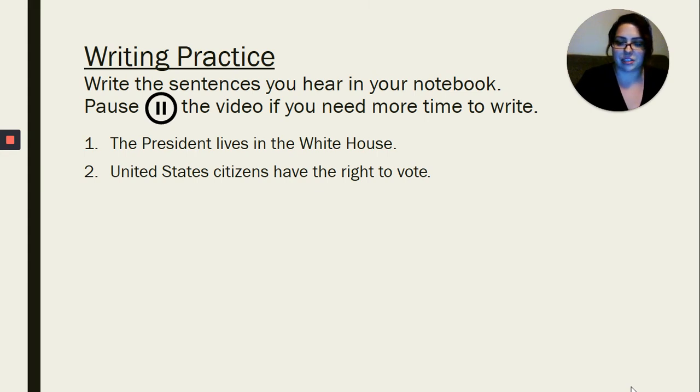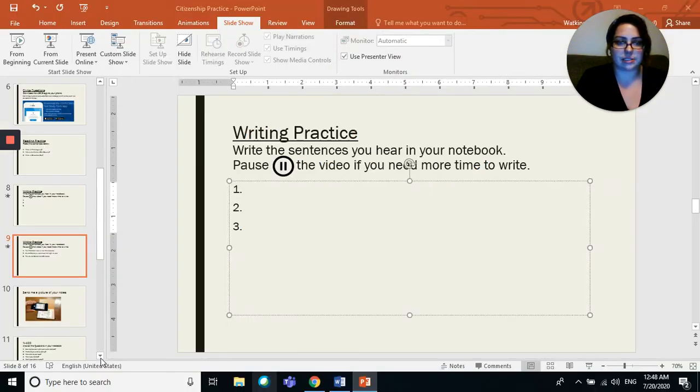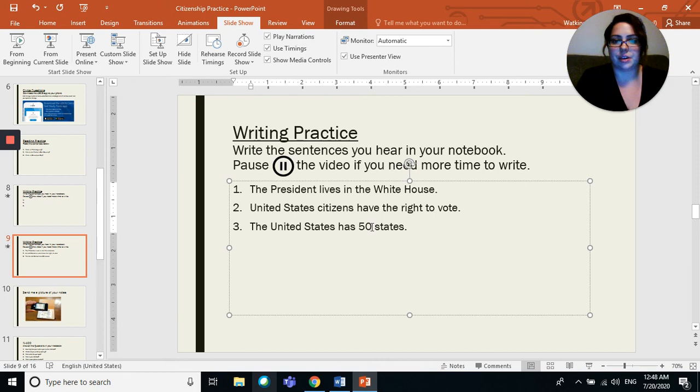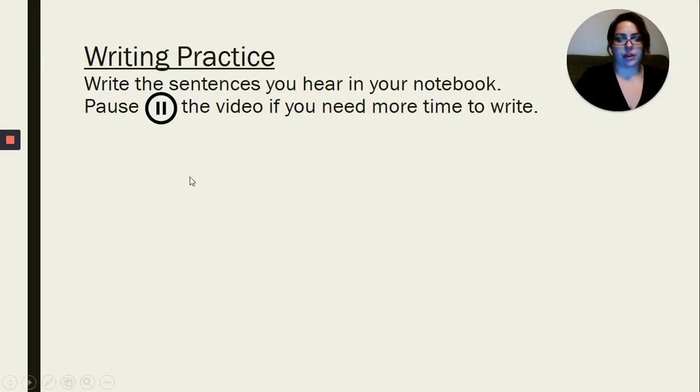Okay, let's check this sentence. The United States, so United States is capital, has 50 states. Now I want to show you something with this sentence. You can write the number like this, or you can write the word. Either is correct, okay?